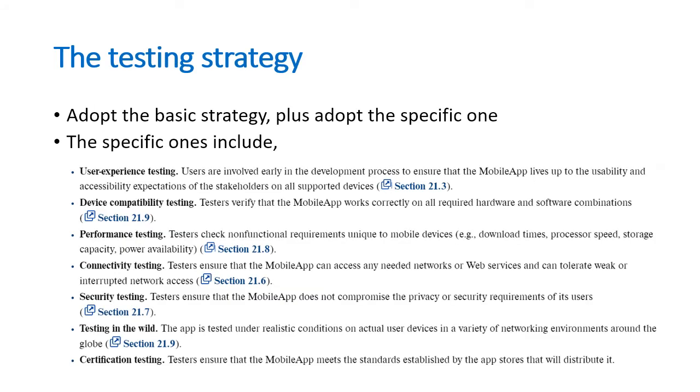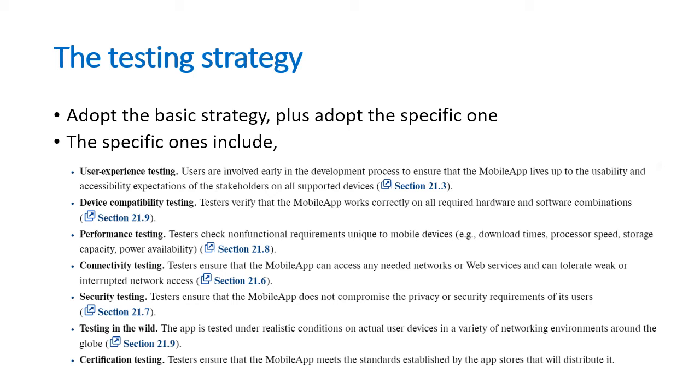In terms of the testing strategy, what we need to do is adopt the basic strategy that we have seen so far, but we need to adopt the specific ones as well, as we can see here. The first one is user experience testing. Users are involved early in the development process to ensure that the mobile app lives up to the usability and the expectation of the stakeholders for all the supported devices. Then for device compatibility testing, the testers need to verify that the mobile app works correctly on all the required hardware and software combinations. Next, performance testing. The testers need to check the non-functional requirements that are unique to mobile devices, for example the download time, the speed of the processor, storage capacity, as well as power availability.